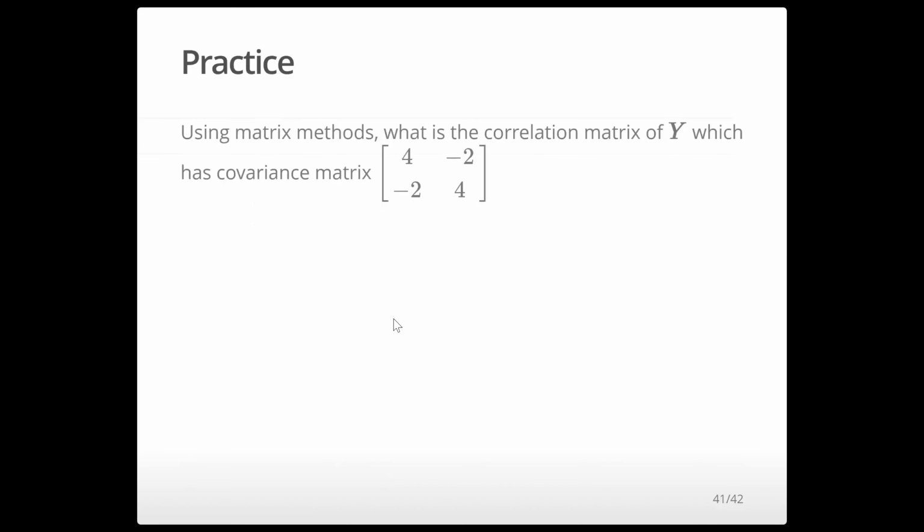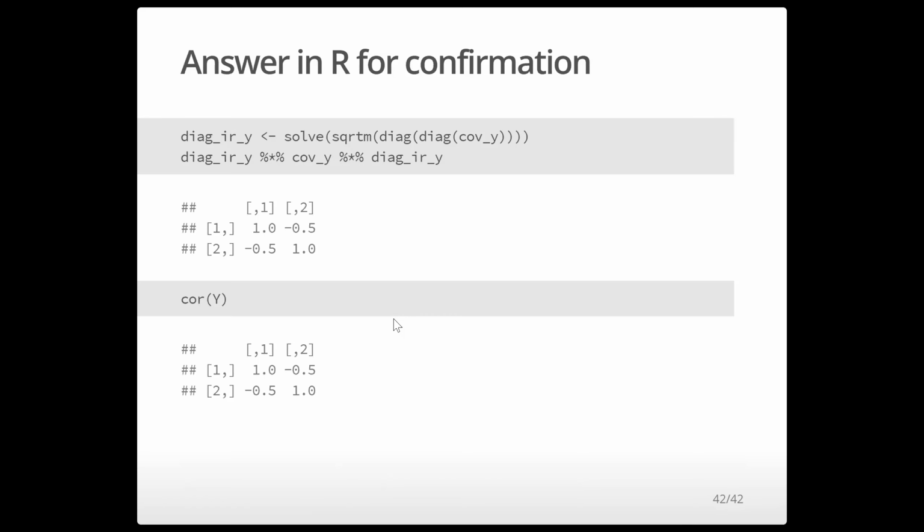So you can practice again on this Y matrix here. This is the covariance matrix of Y. So how do we get this to be a correlation matrix? You can go ahead and try that on your own, and I'll just show you the result here. This is the correlation matrix.